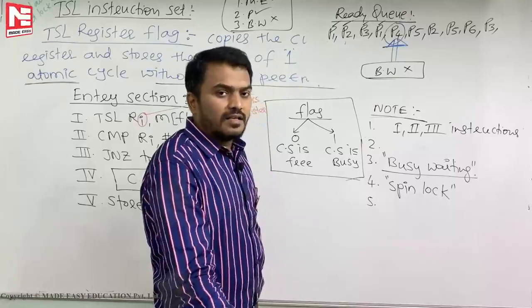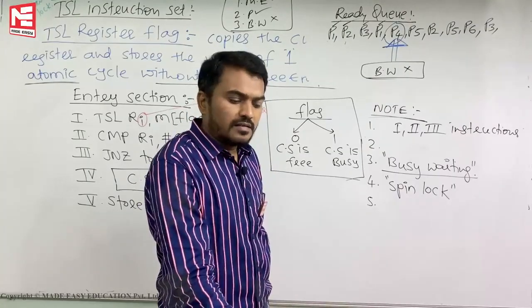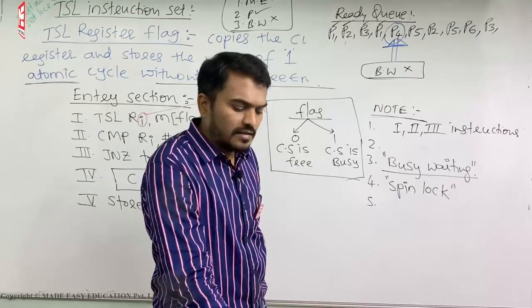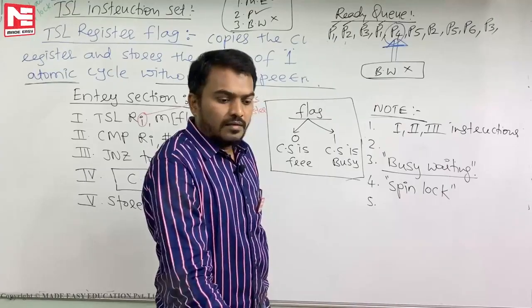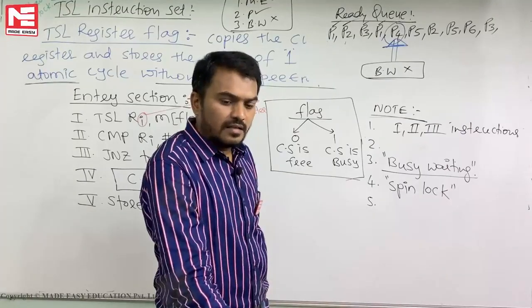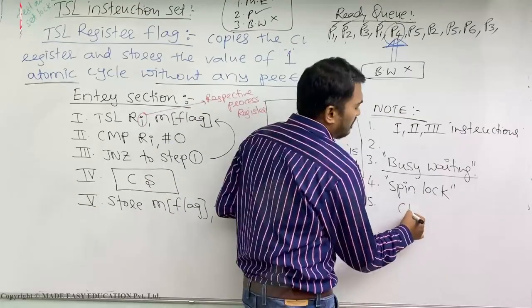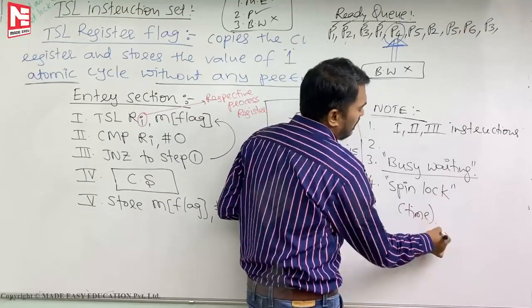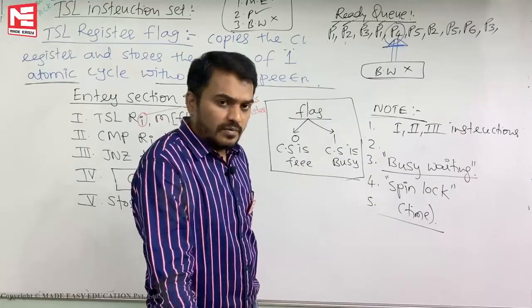Next, fifth point. With busy waiting, they are wasting the CPU cycles. CPU cycles. Cycles मतलब क्या होता है? Time. Okay, braces में लिखो time. CPU cycles मतलब CPU time. Okay, with the busy waiting, they are wasting the CPU cycles.